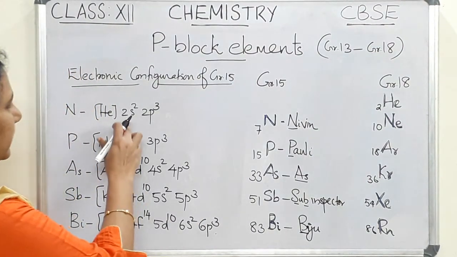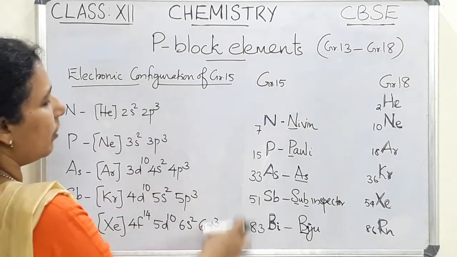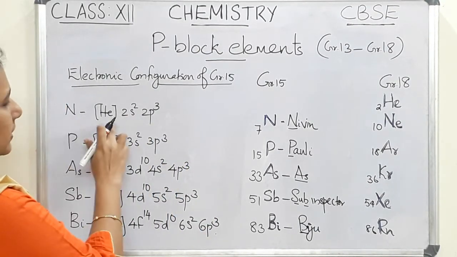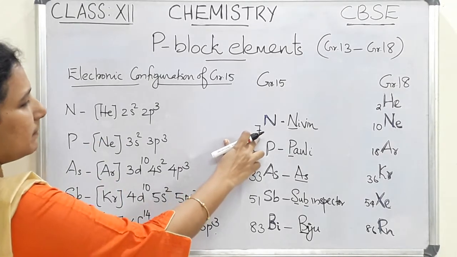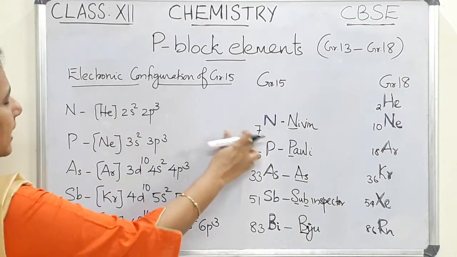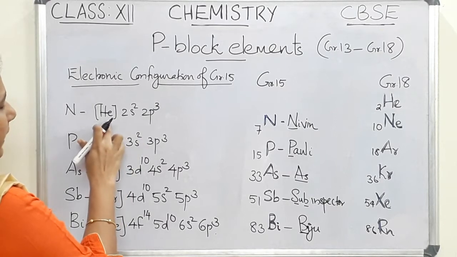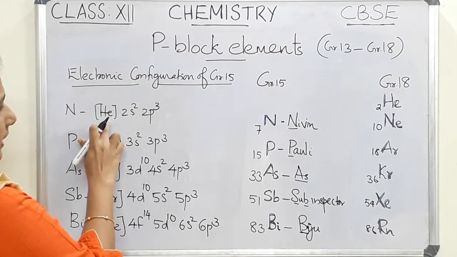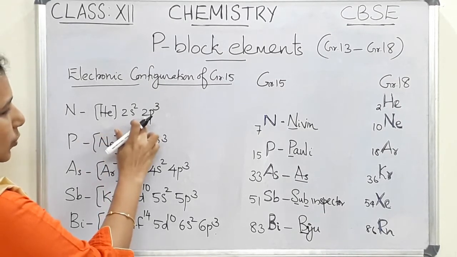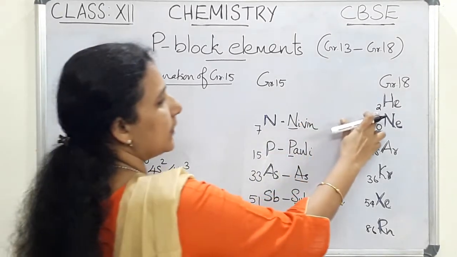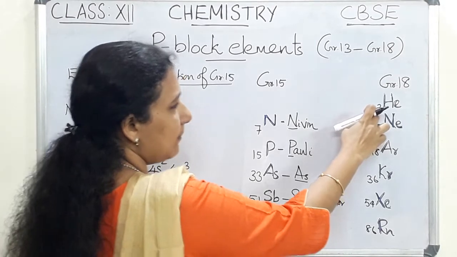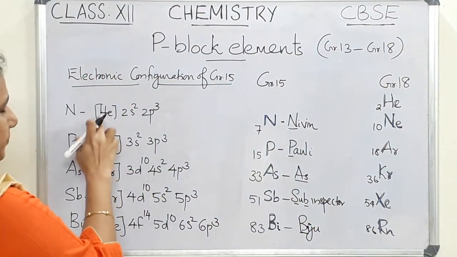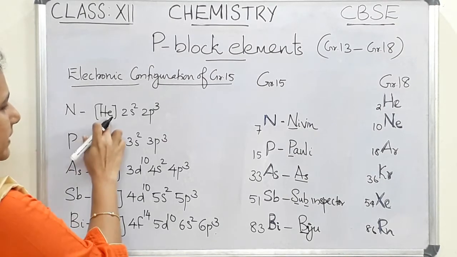Now I have written the electronic configuration of all the elements in group 15. So nitrogen, the atomic number is 7. You know 7 is the atomic number. So I have written helium, the noble gas core. It is helium 2s2 2p3. That means helium's atomic number is 2, that means number of electrons is 2. So that 2 is represented by helium.